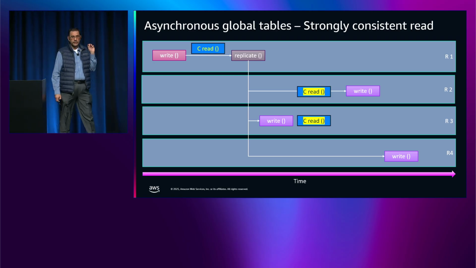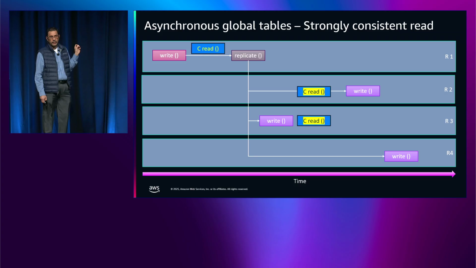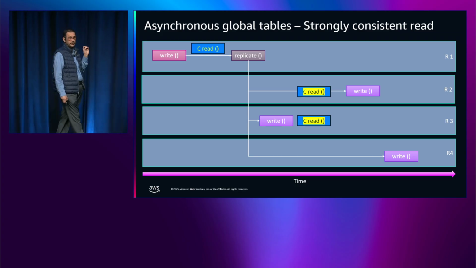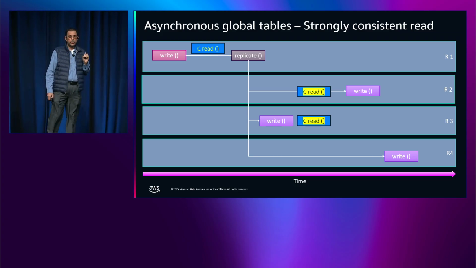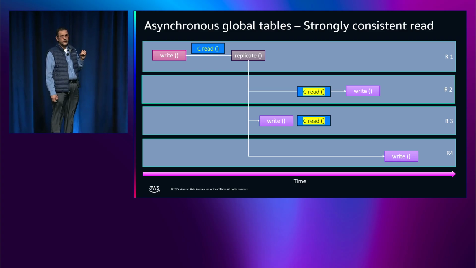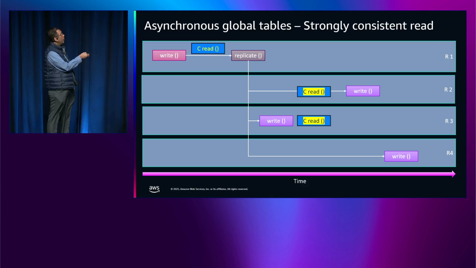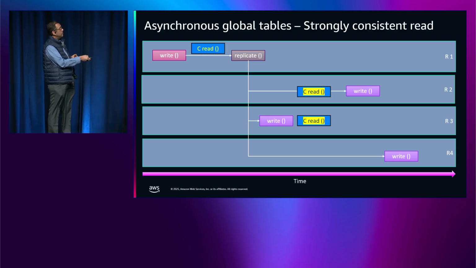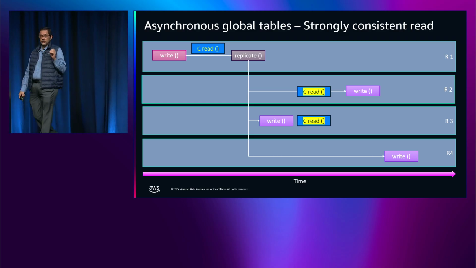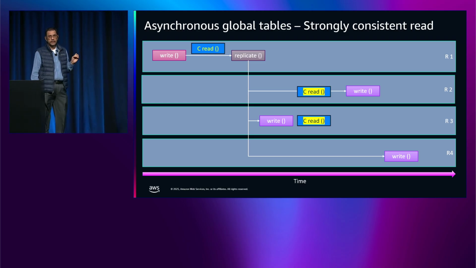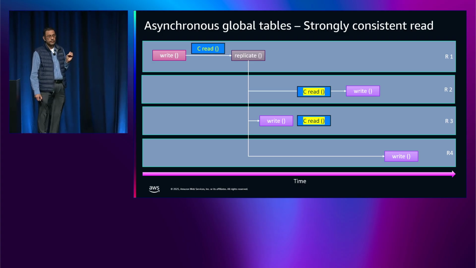Remember that strongly consistent reads in eventually consistent global tables only reflect those writes which are in that region. A strongly consistent read in this region will reflect this write. A strongly consistent read here may not reflect that write. Again, the write was replicated, it will see it. When you're building your application, realize that just because you do a strongly consistent read on an eventually consistent global table, it does not guarantee that you've got the latest data. Okay?